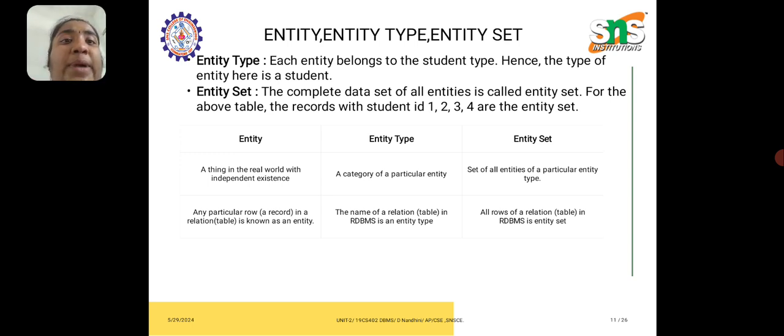Then, an entity is any particular row, a record, in a relation table. An entity type is the name of a relation table in an RDBMS. RDBMS is nothing but a relational database management system. In the entity set, all rows of a relation table in an RDBMS form an entity set. So each and every relation in this set is an entity set. Entity, entity type and entity set are related to each other.